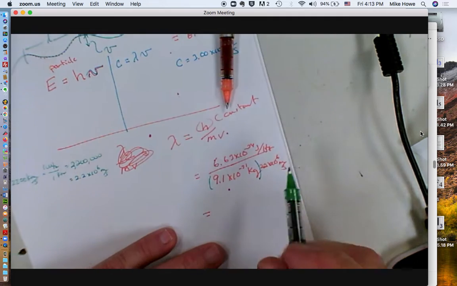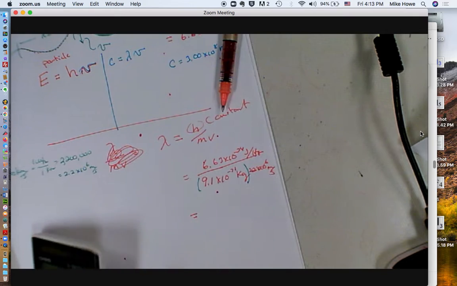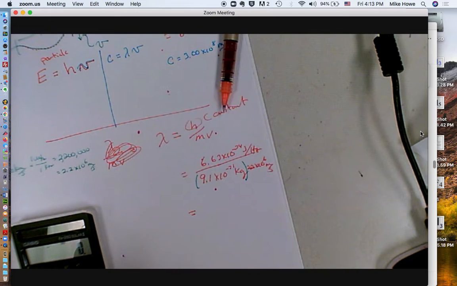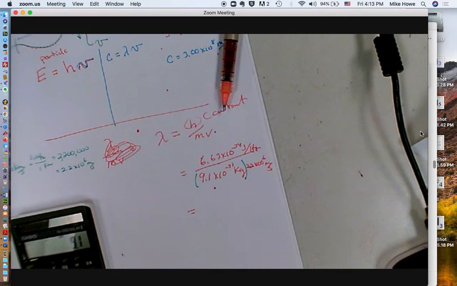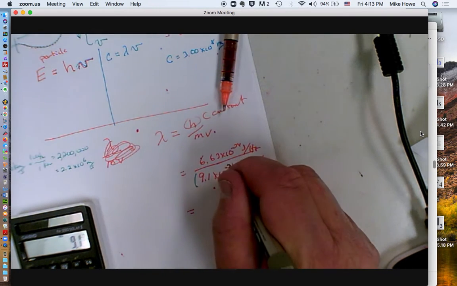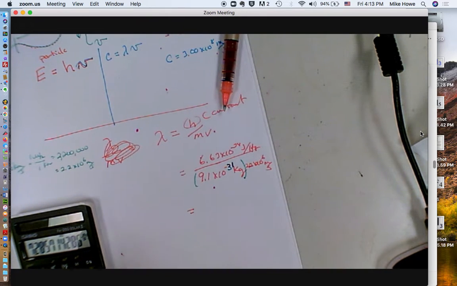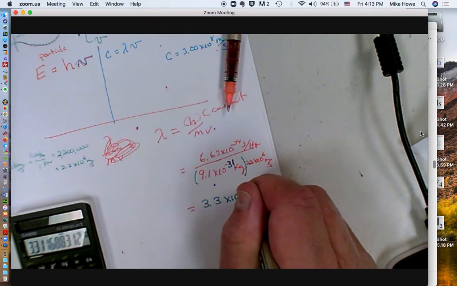All right, so if we do the actual calculations on this, let's just do it from the top down. So 6.63 exp negative 34th. We're going to divide that by 9.1 times 10 to the negative 31st. That was kilograms, and that was a 3, not a 2. Okay, kilograms. And then we're going to divide again by 2.2 times 10 to the 6th. And so we end up with 3.3 times 10 to the negative 10th.